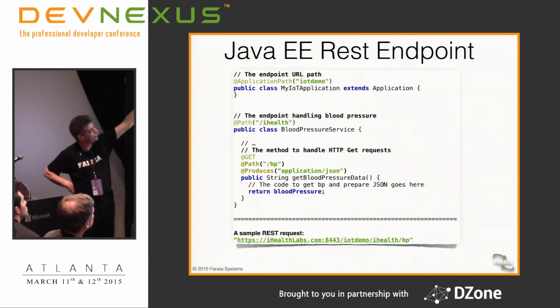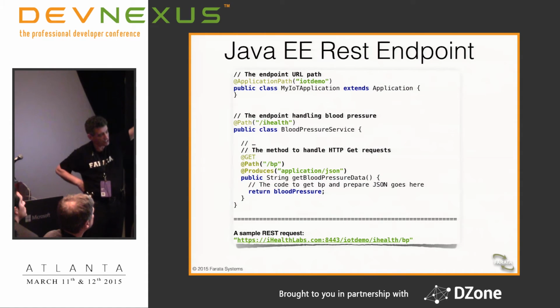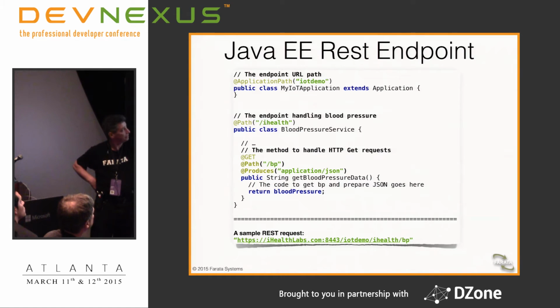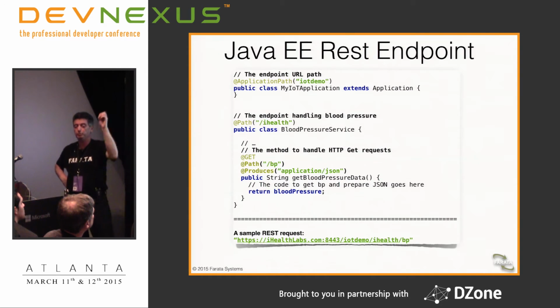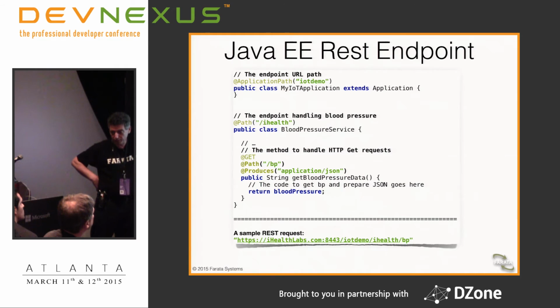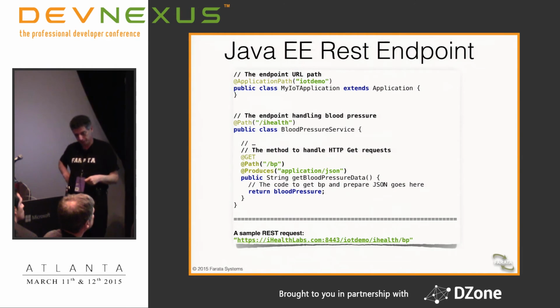If the URL has the server name, port, /IoT demo/iHealth/BP, then the request will wind up in this method. If it was a GET request, for example, and it was marked with BP, and we had this pattern in the URL, we will be here. Over here, this is the place where we will be polling that vendor's server. Give me the data. Give me the data. When the data is there, we will produce application/JSON, and our server will get it.